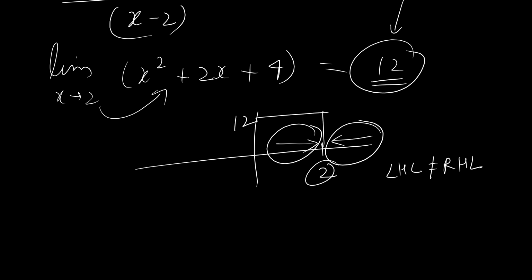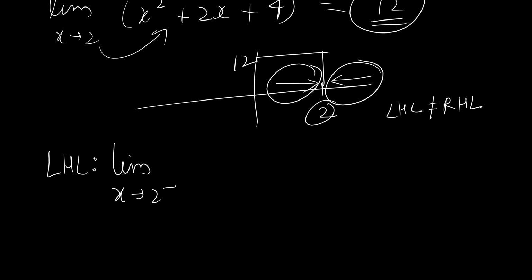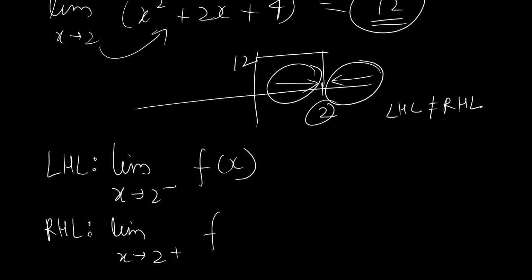then the limit does not exist, right? If and only if. So we write LHL as limit x tends to 2 minus of the function x cubed minus 8 upon x minus 2, and we write RHL as limit x tends to 2 plus of the function. So these two limits can be different and can be equal. So we don't know whether the 12 which we got was the left hand limit or the right hand limit.